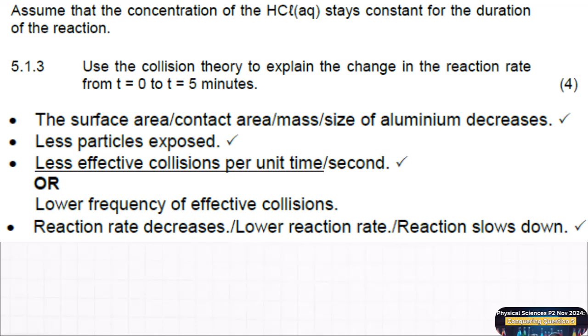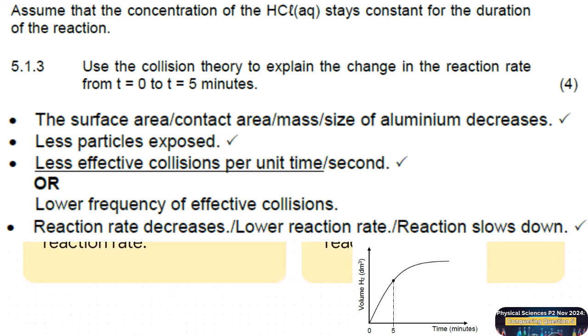Step 1, the aluminum strip reacts, so it physically gets smaller. Step 2, a smaller strip means less surface area is exposed to the acid. Step 3, fewer exposed particles means you get fewer effective collisions every second. And what's the definition of a slower reaction rate? Fewer effective collisions per second. Each point in that story is a mark.